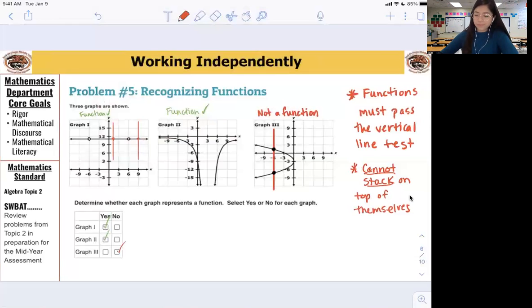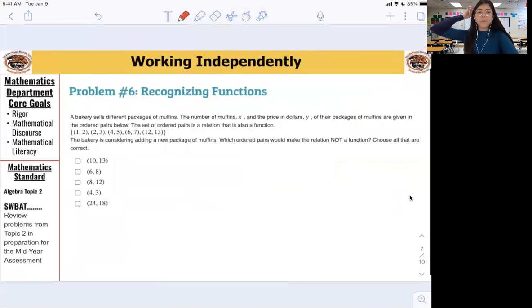Okay, back to here. Problem number 6. Here we go. Still trying to recognize what is a function and what's not a function. A bakery sells packages of muffins. The number of muffins, X, and the price in dollars, Y, of their packages of muffins are given in the ordered pairs below. The set of ordered pairs is a relation that is also a function. So it's telling me that this set of ordered pairs, these coordinate points, are a function.